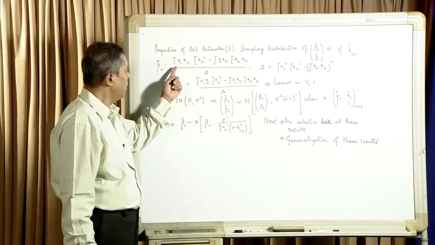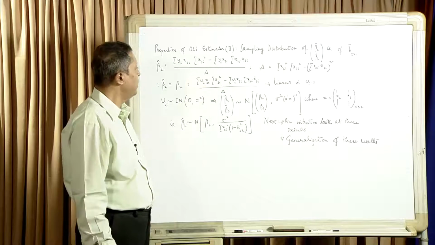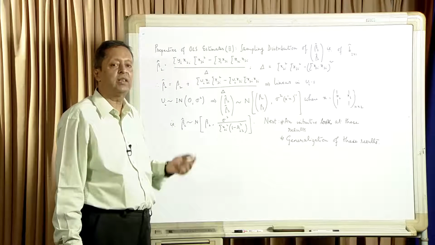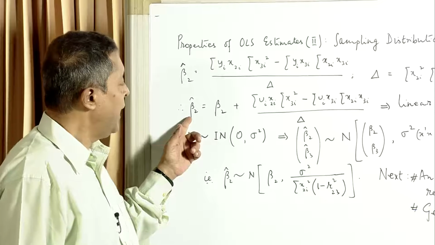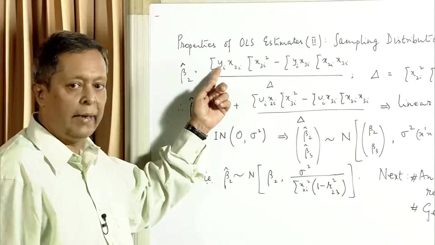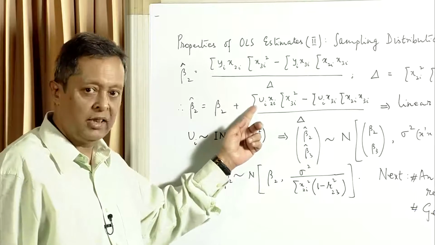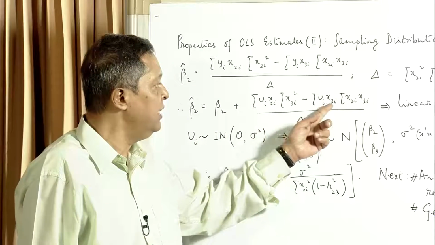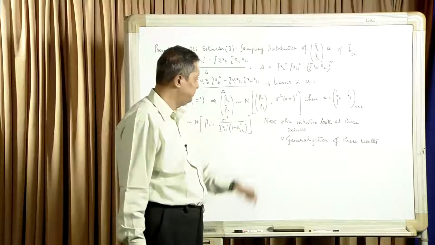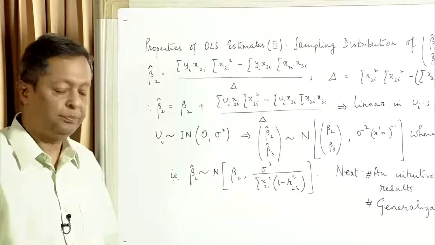You would have noticed already that this expression is linear in y, and because it is linear in y, once we substitute y as a function of ui, beta 2 hat becomes linear in ui as well. Substituting the value of y gives us beta 2 hat equal to beta 2 plus an expression which is linear in ui. So, beta 2 hat is linear in ui's. That, viewers, gives rise to an interesting property.